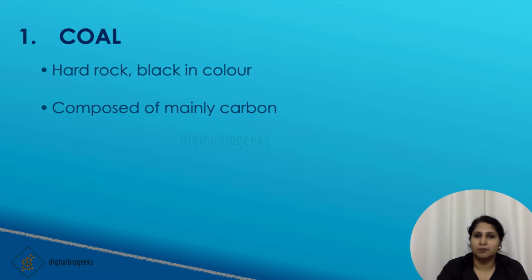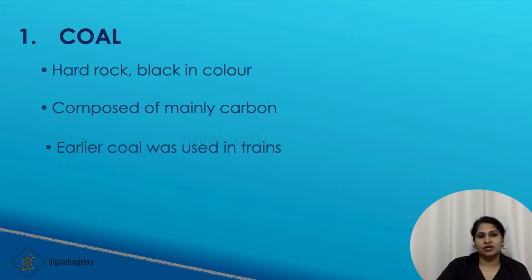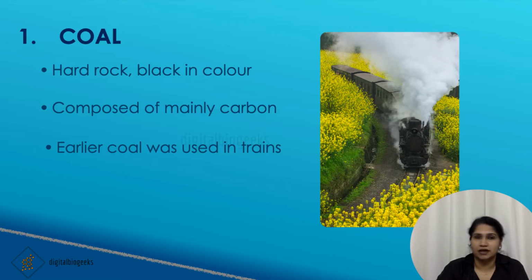Coal is mainly composed of carbon. When we heat coal, this carbon will combine with atmospheric oxygen to produce carbon dioxide. Earlier, we used coal in trains, but they produce a lot of smoke. Nowadays, we use electric trains.